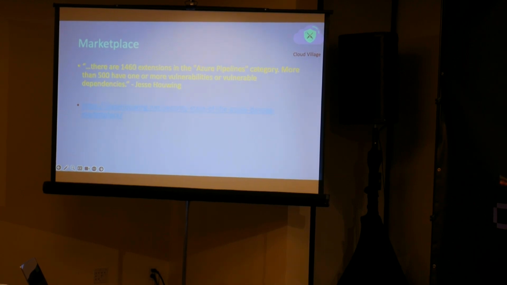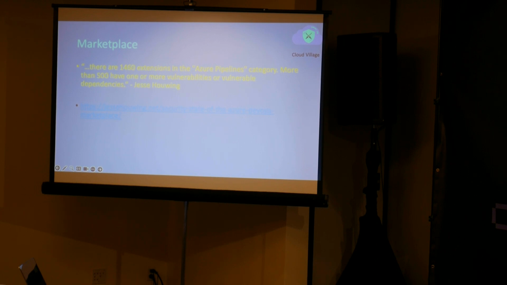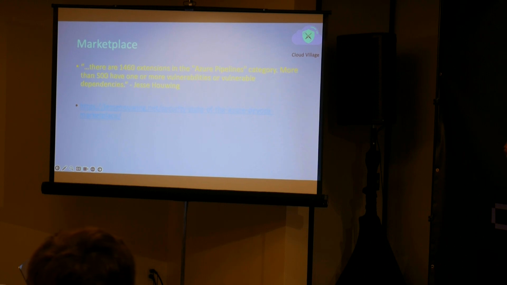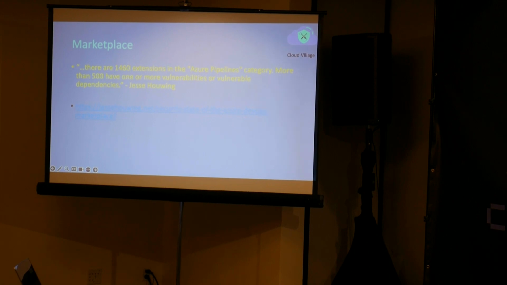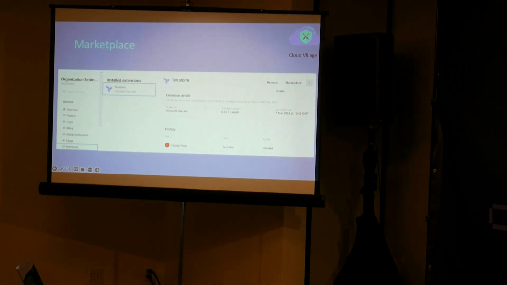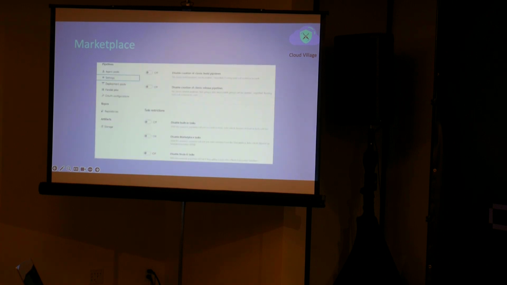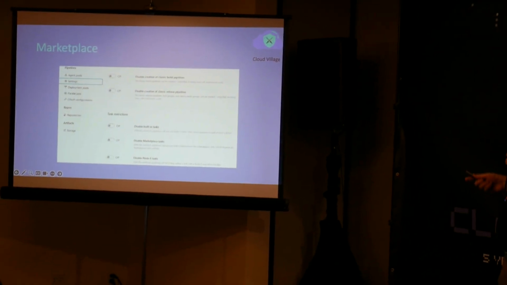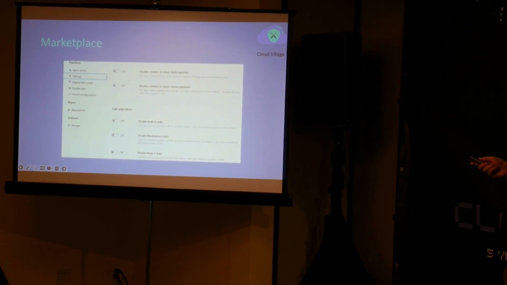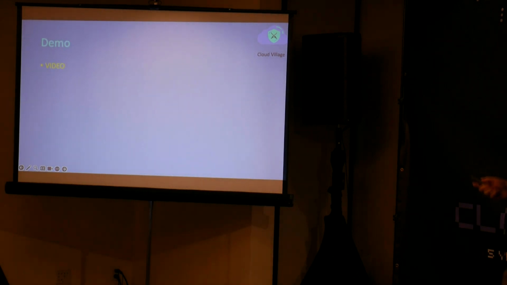And there was a small research about this by Jesse, who found more than 1,400 extensions for the pipeline, and basically half of them had one or more vulnerabilities or vulnerable dependencies. This is just an example that you can install or disable. The only option I found is in the pipeline settings. You can disable Marketplace tasks, so in the pipeline, what's installed, you won't be able to use them. And I have a demo video.